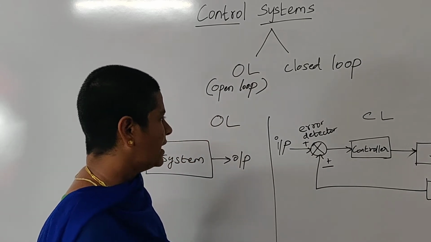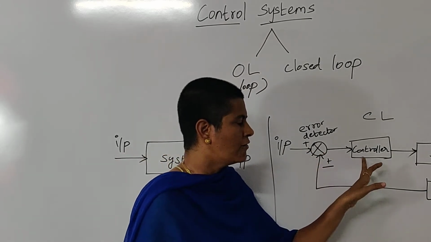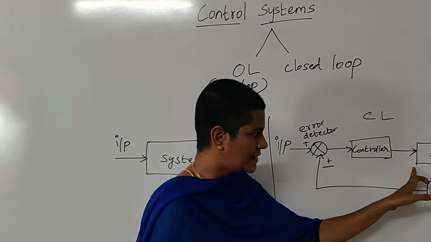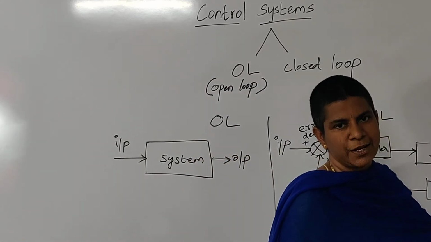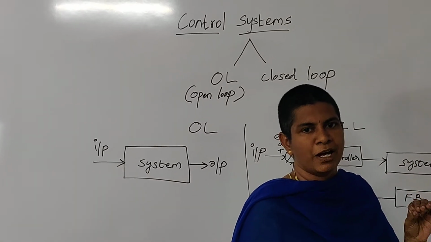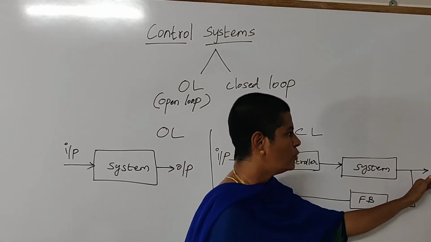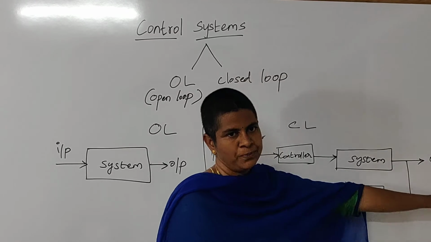Then the output from the error detector is given to the controller, and from the controller again it is given to the system, and finally the output from the system is accurate or stable or a predetermined value. That is, the value which is known to us we will get as output.